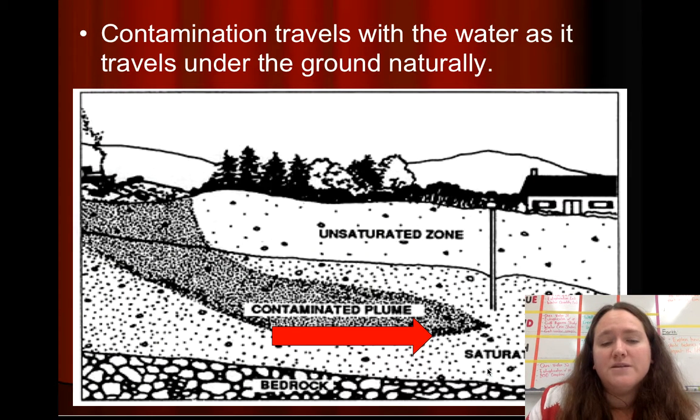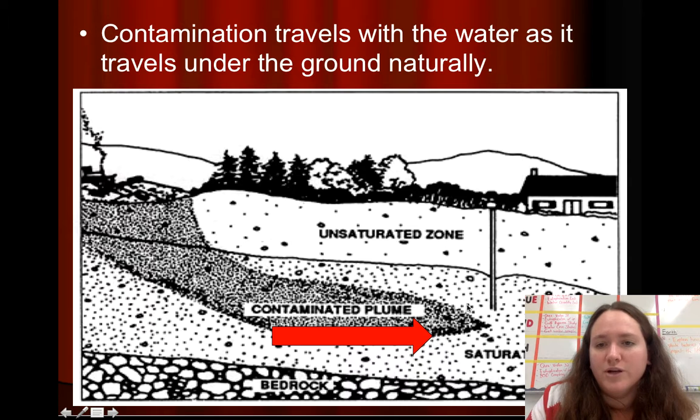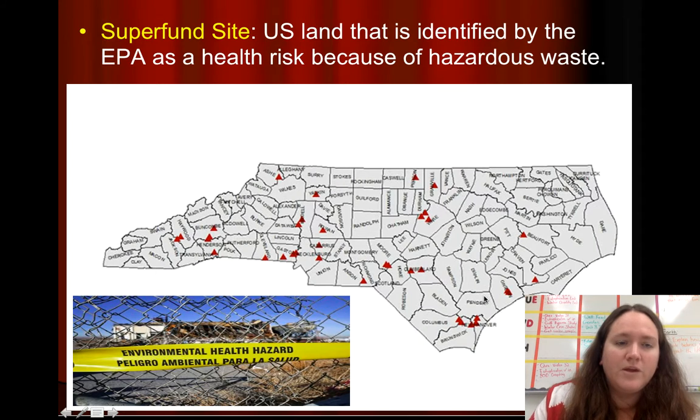So when contaminants get in the ground, they travel with the water as it travels under the ground naturally. So here's your sediment plume, or your pollution plume, and it is going to travel in whatever direction the groundwater is going. So this well over here would eventually be contaminated if this person's getting their water from that source.